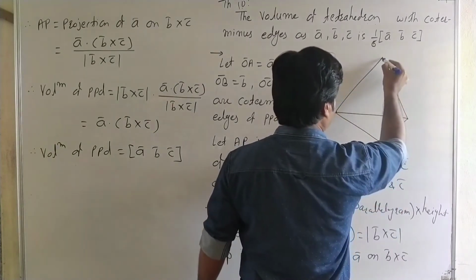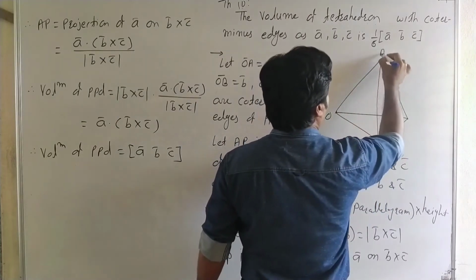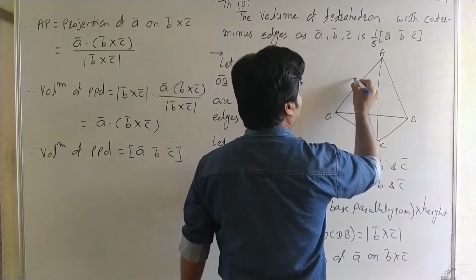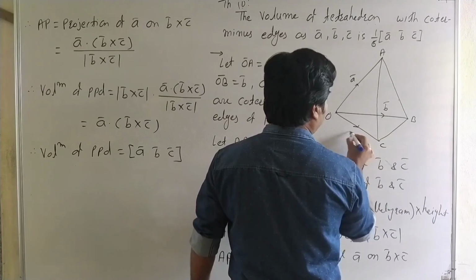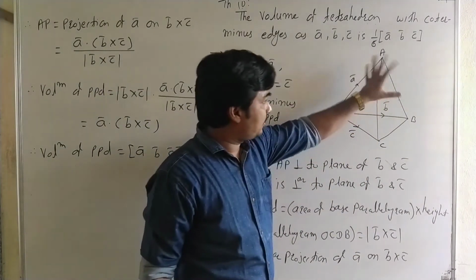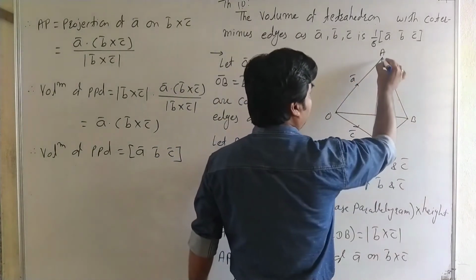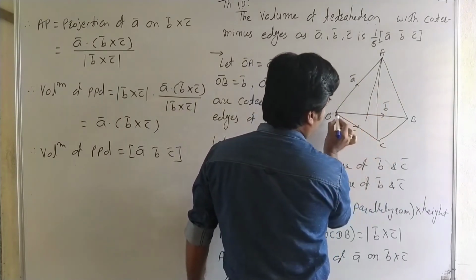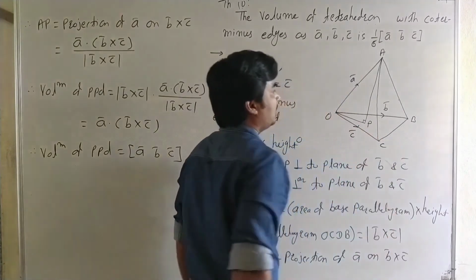All surfaces are the triangle. Okay, now it is O, A, B and C. A bar, B bar and C bar are the adjacent sides of a tetrahedron. All surfaces of the tetrahedron are triangles. Now we draw a perpendicular to the plane of B bar and C bar, it is AP. See carefully.